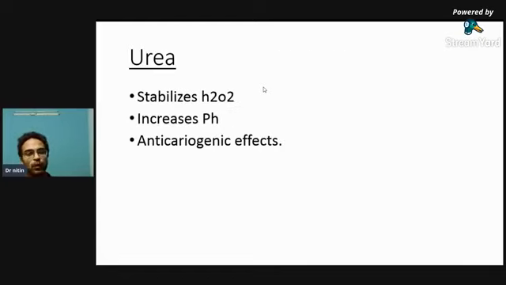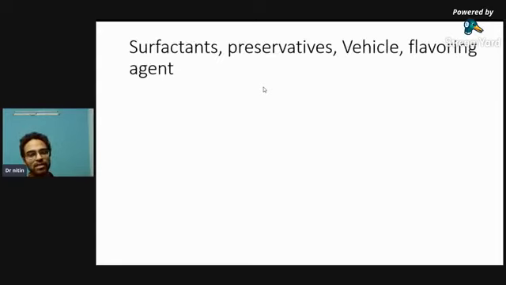Other components are urea, which helps in stabilizing H2O2. As we know, H2O2 is a very unstable compound. Oxidation happens very fast. So it stabilizes hydrogen peroxide so that it stays in an active form and then slowly and gradually converts into free radical form, which helps in oxidation. It also increases the pH. We know these are acidic components. The pH tends to be very low, so urea acts as a neutralizer by increasing the pH and has some anti-cariogenic effects. Other components, yeah.